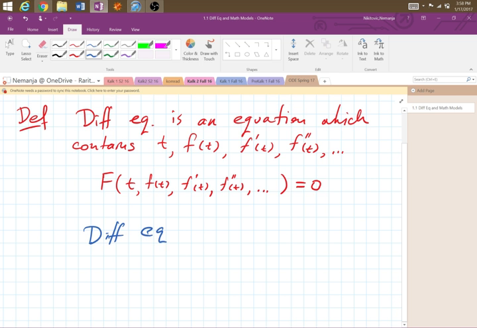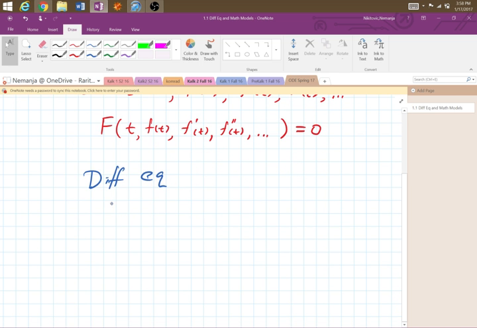So let's see. We start with the differential equation, and then we can say classified by order of the derivative. So the highest derivative will tell you whether the equation is first order, so y prime, second order, y double prime, and then third, fourth. You can have any order. Technically, in mathematics, you can go as high as you want.